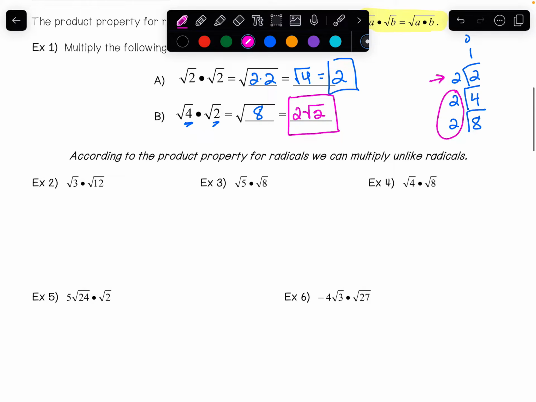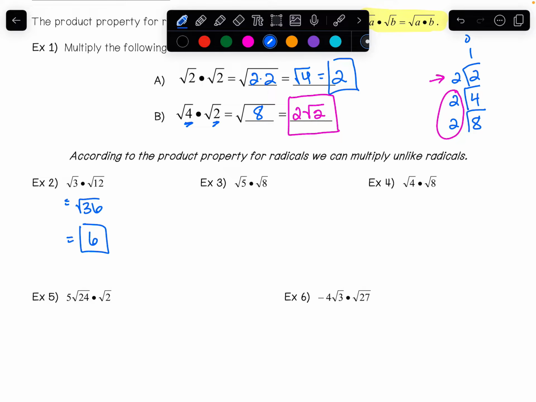So according to the product property for radicals, we can multiply unlike radicals. So on example 2, we have the square root of 3 times the square root of 12. Well, that's going to equal the square root of, what is 3 times 12? 36. Is 36 a perfect square? Yes. What is the square root of 36? 6. This is our answer. So you always want to multiply first and then simplify.